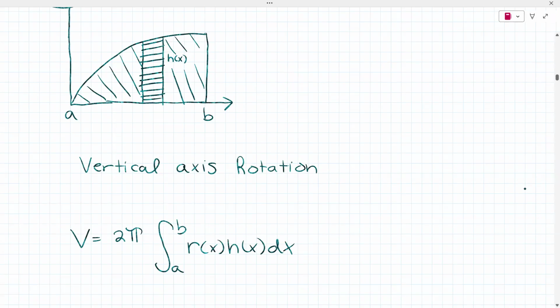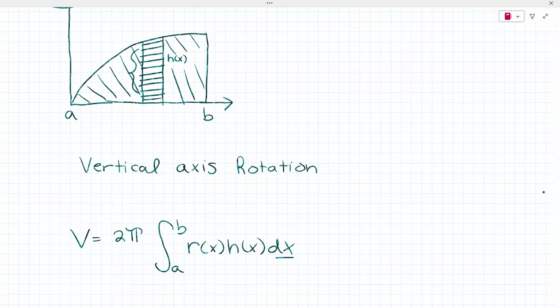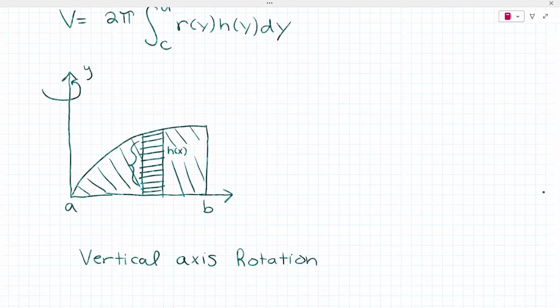Volume equals 2 pi, but everything will be in terms of x or dx, and it's still the radius times this vertical distance. So this distance, h of x. Okay? So I think that's a lot easier than the disk method. So yeah, V equals 2 pi from a to b, and then the radius times the distance of this vertical distance, right? This distance.